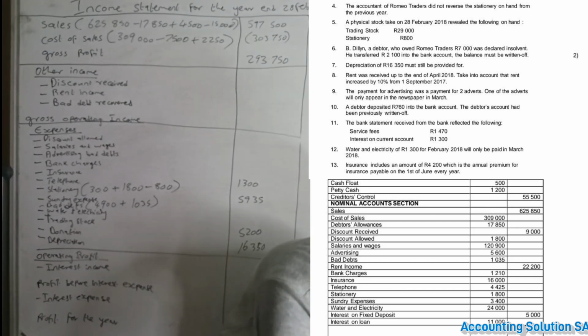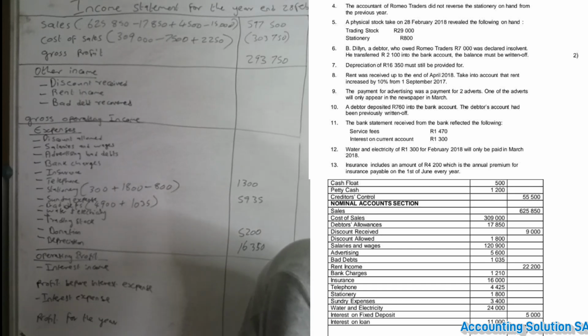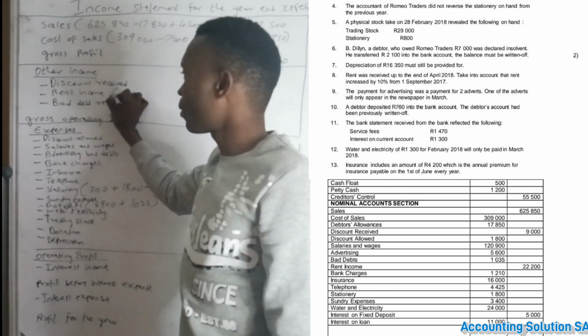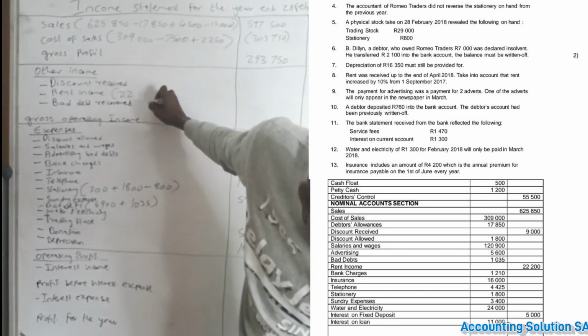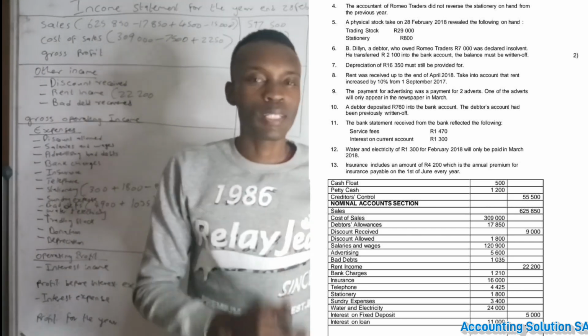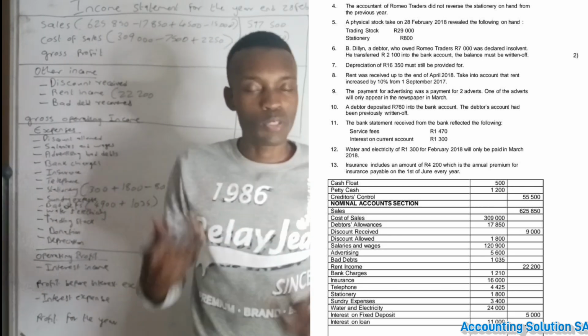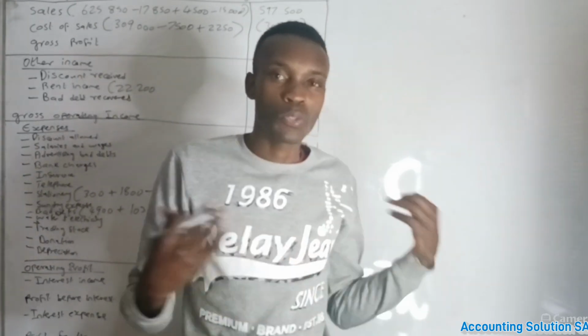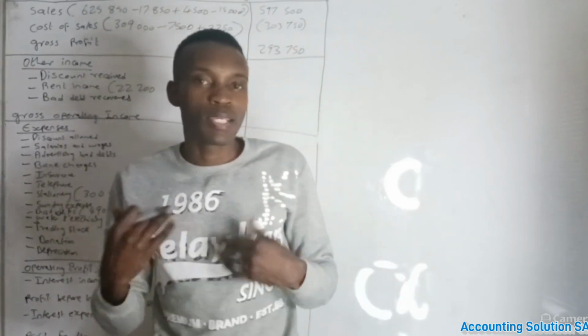Okay, then we have transaction number 8, rent received up to end of April 2018, taking into account that the rent increased by 10% from 1 September 2017. So this is a rent income because we receive. We must first check how much we have at the beginning. 22,000 and 200. Alright, so this one, of course, I'm going to show you on a calculator so that it can be easy for you, because it seems to be more tricky since the rent has increased by a percentage. So this is what you have to do using a scientific calculator.